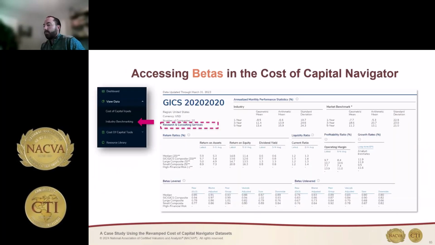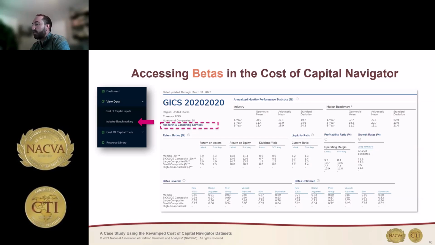We can get those pure play companies in the view data path, but if you're looking for other beta types or other ways that we slice and dice that data, you can also go into the industry benchmarking tear sheet. We provide the same betas, but we also calculate those betas different ways. Again, in the previous screen we were providing just the median betas. Here we provide those same beta types, just calculated in different ways.